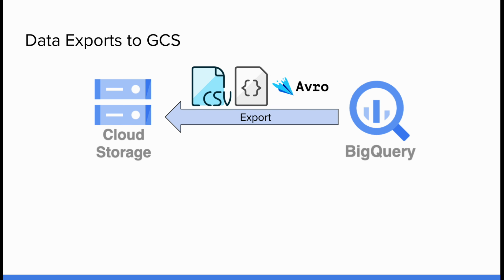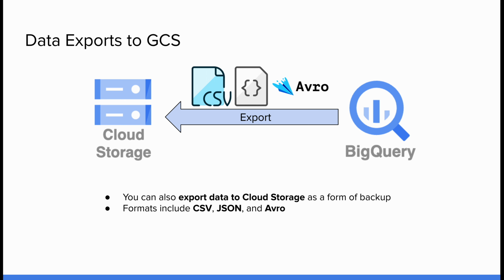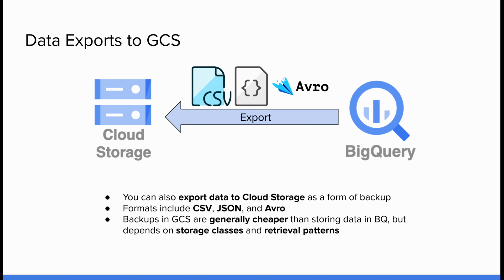Another way you can back up your BigQuery data is actually just to export it to cloud storage. You can export tables in formats like CSV, JSON, and Avro, depending on how you plan to use the data or restore the data later. One reason that you could want to do this over other options is that exporting to cloud storage is generally cheaper than keeping it in BigQuery, particularly if you are using more affordable storage classes like Coldline or Archive, and you don't need to access the data frequently.